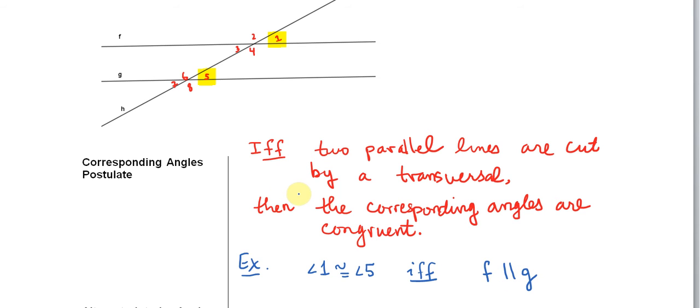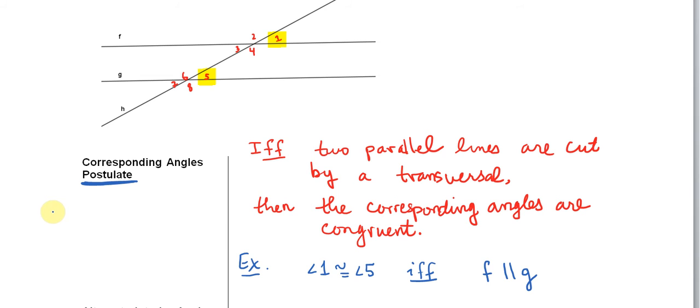Okay? And notice here this is a biconditional, so that means if the lines are parallel, the corresponding angles are congruent, and if the corresponding angles are congruent, then the lines are parallel. And it's really hard to prove this statement here. And some textbooks will call this a theorem, but I'm calling this a postulate.